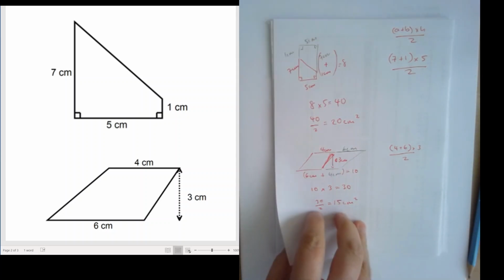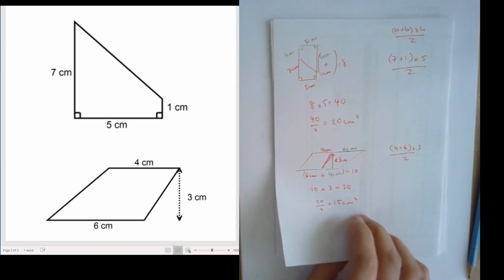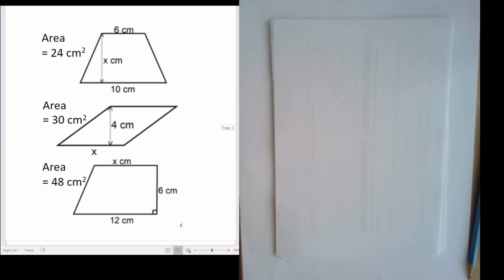Okay, for those people that already did it, I will be popping an extension task on. And then, obviously, those people that want to practice, go practice now. Don't worry about the rest. If you want to watch it, go for it.